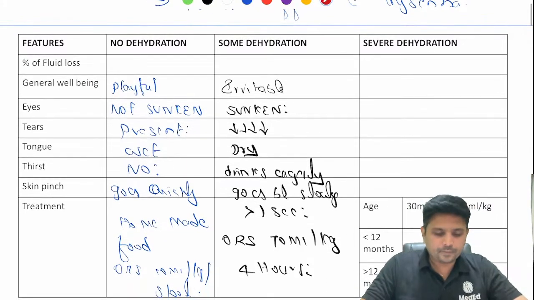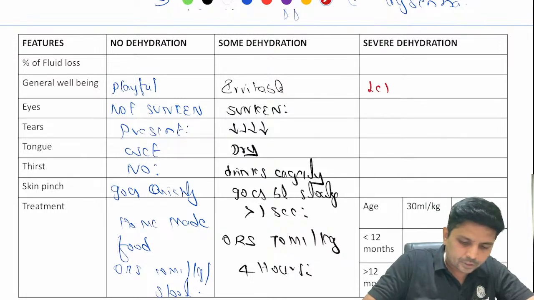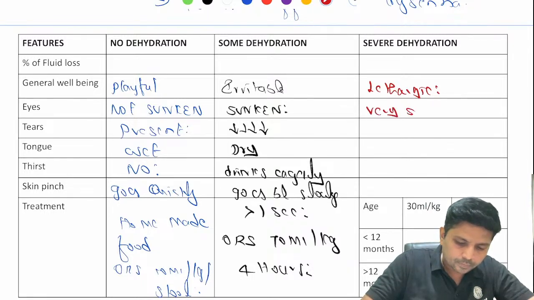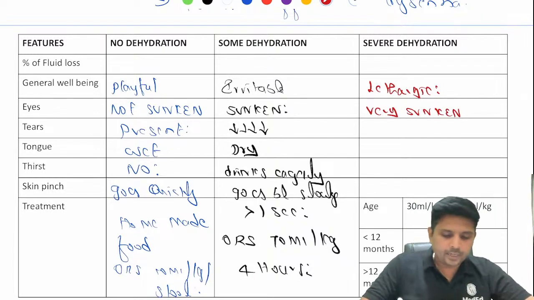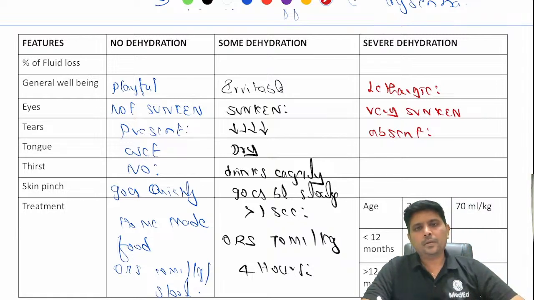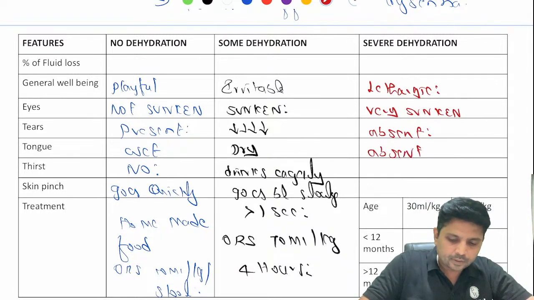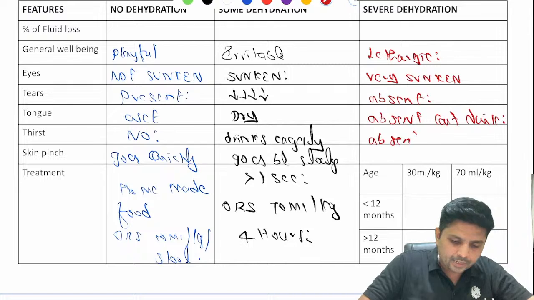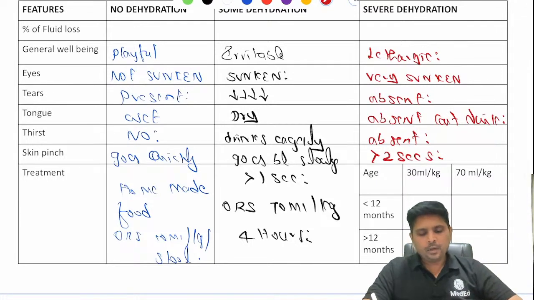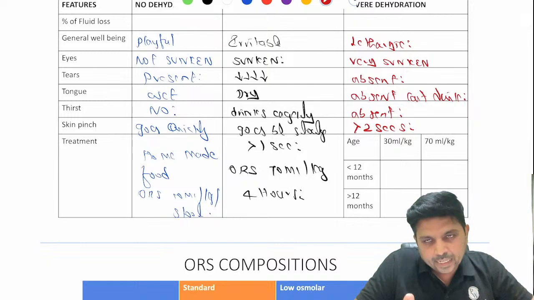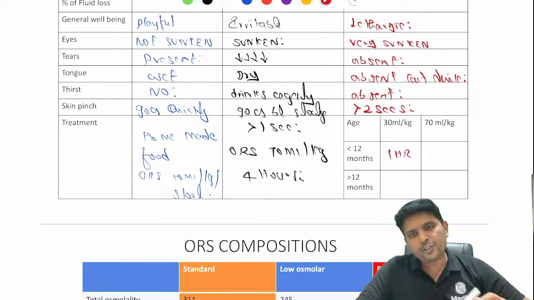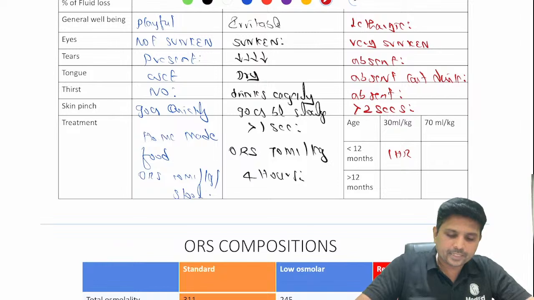What is called severe dehydration? In severe dehydration, the child will be lethargic, eyes very sunken, tears absent. The child cannot drink even when you give. Skin pinch goes back very slowly, taking more than 2 seconds. What is the treatment for severe dehydration? In a child less than one year, 30 ml per kg of RL over 1 hour, followed by 70 ml per kg over 5 hours.